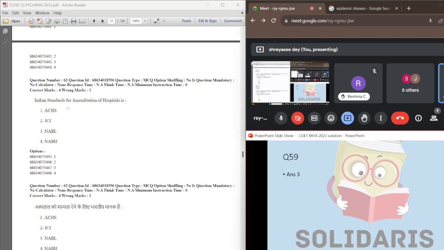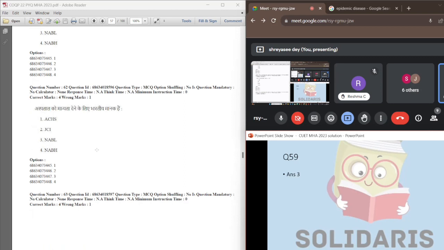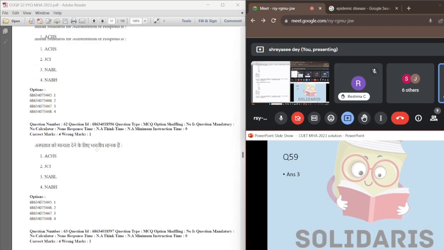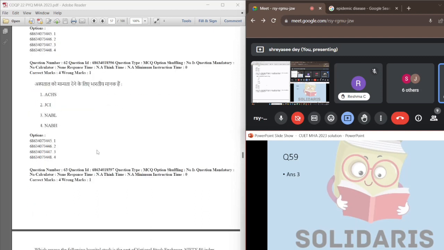Then the next question I will go to. Indian standards for accreditation of hospitals is NABH. This question also, you have to just memorize it. NABH gives the accreditation for hospitals. I will try to add into the PPT some institutes other than NABH that also give accreditation to different places like pharma companies and so on. That will help you understand.